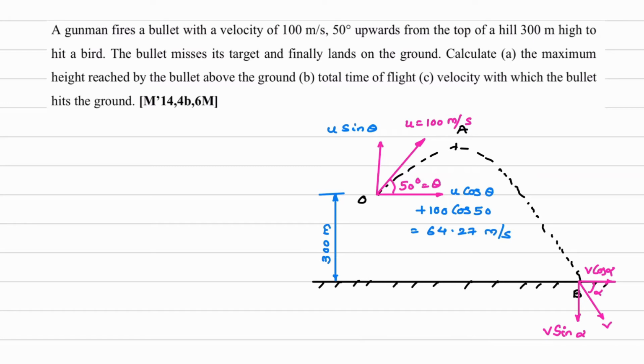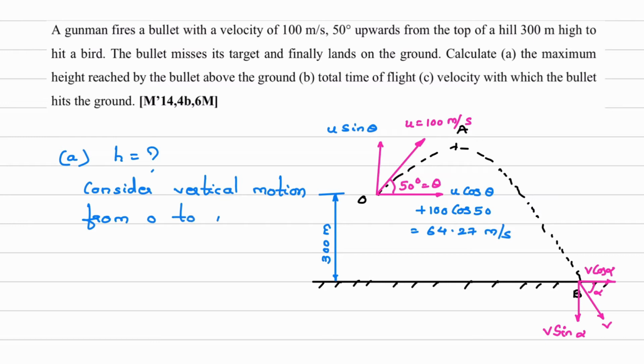Okay, so we'll consider part A. What is part A? We have to calculate H. Now how to calculate this H? We will consider vertical motion from O to A. So this height we will get, and the total height will be 300 plus this height. Now we will use v square is equal to u square plus 2gh.